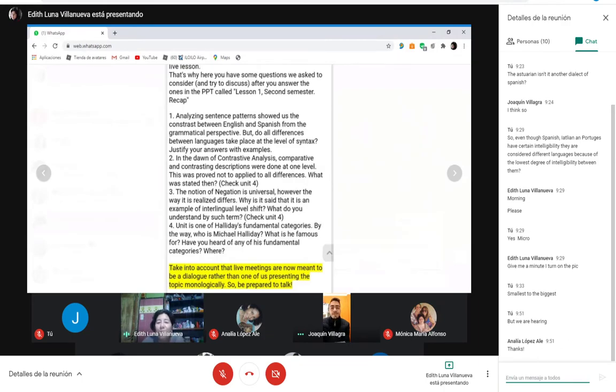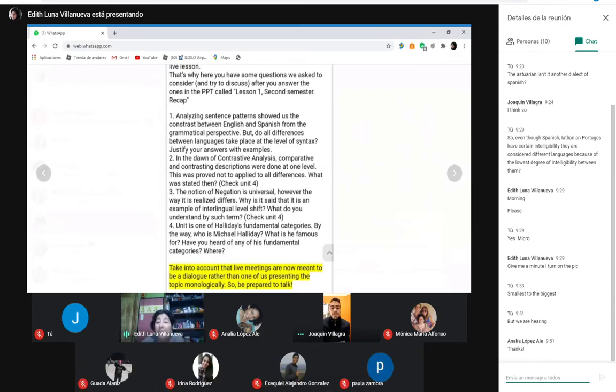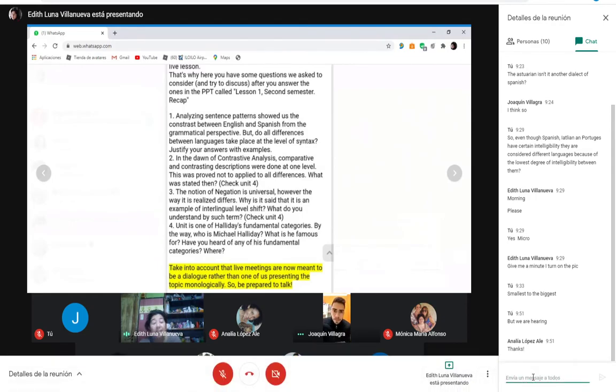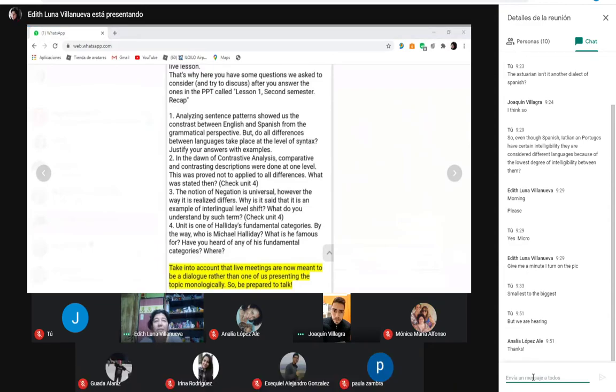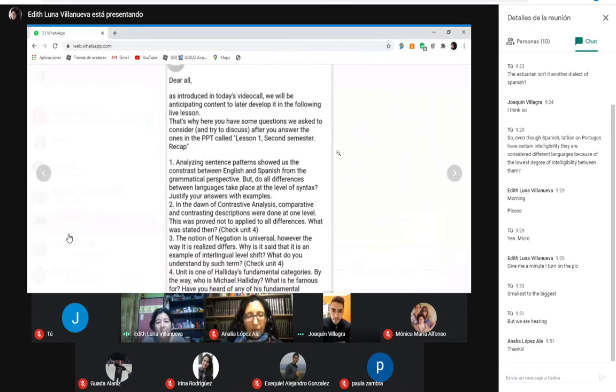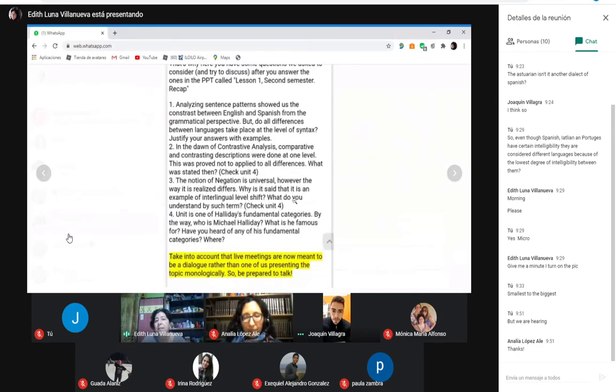But it says, do all differences between languages take place at the level of syntax? Justify your answers. Okay, guys, since I'm out of the Educativa classroom, I wasn't able to read your answers, but you can copy them down here or briefly summarize, or probably you have not typed them down, but you have an idea out of what I mentioned before. So the question is whether all differences between languages take place at the level of syntax.